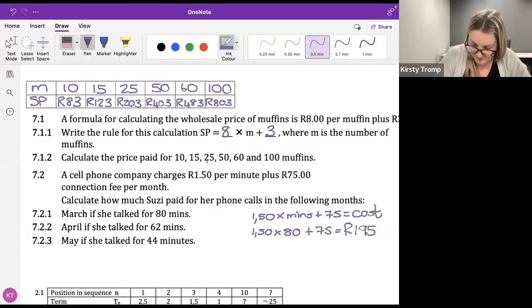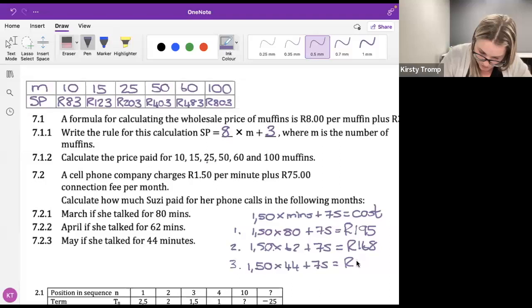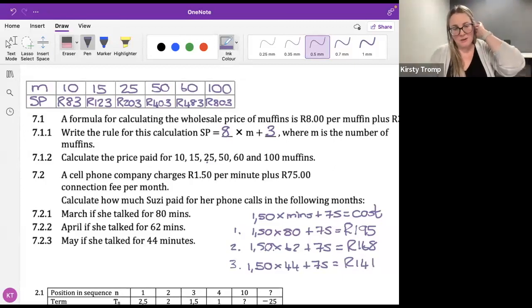Do you want to try number two with me? Yes, ma'am. Okay, so that was number one. What have I got to say for number two? 1.50 times by? 62, good. Plus? 75. Good. So, 1.50 times 62 plus 75. What do you get? 168. You're right. 168 rand. Well done. Nice. Right, and the last one? The answer is 141. 141? Okay, I believe you. I'm just checking. 141. You are amazing. Well done, Lissetti. Well done, guys.